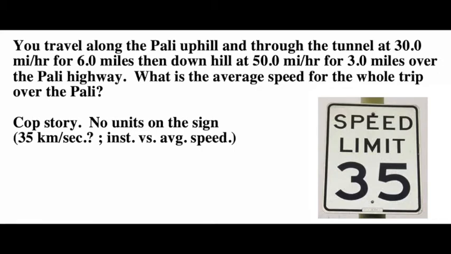Mr. Freitas traveled along the Pali Highway uphill and through the tunnel at 30 miles per hour for 6 miles. He then went downhill at 50 miles per hour for another 3 miles over that Pali Highway. But what was his average speed for the whole trip over the Pali?